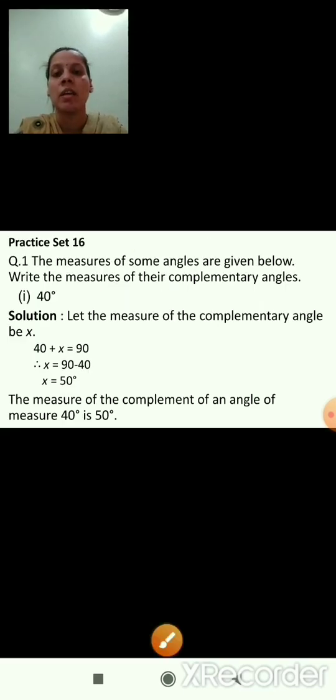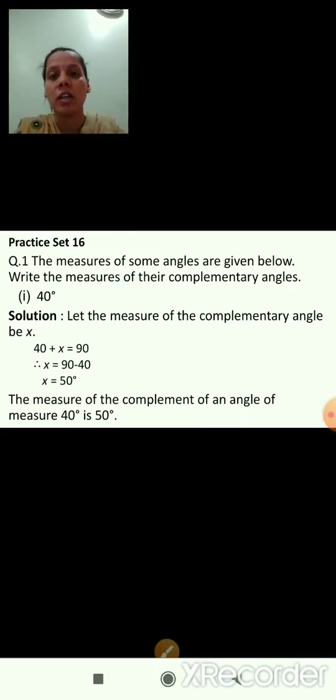Yes, practice set 16, question number 1. The measures of some angles are given below. Write the measures of their complementary angles. Yes, the measure of the angle is given. We need to find out the measure of their complementary angle. Means one angle is given, and we need to find out the complement of the angle which is given.